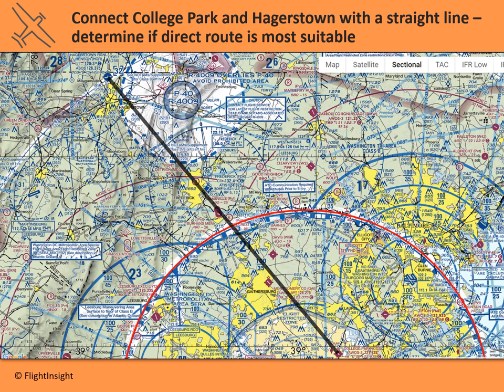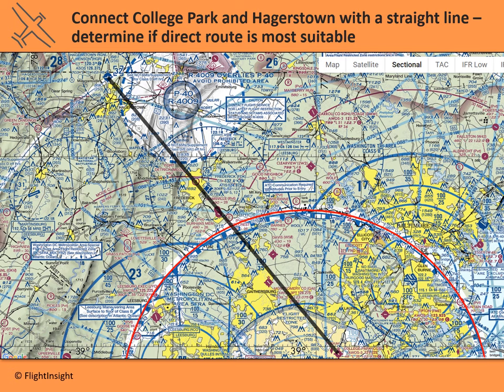Next, let's connect these two airports with a line. If you have a sectional chart that you're using yourself, take the straight edge from the E6B or a plotter or anything that you have, and just draw a line, maybe in pencil so that it's easy to erase. But this is going to be our starting point, right? The shortest distance between two points is a straight line. So if we can conduct this flight along that straight line, that's our best option. That's the shortest route between these two points.